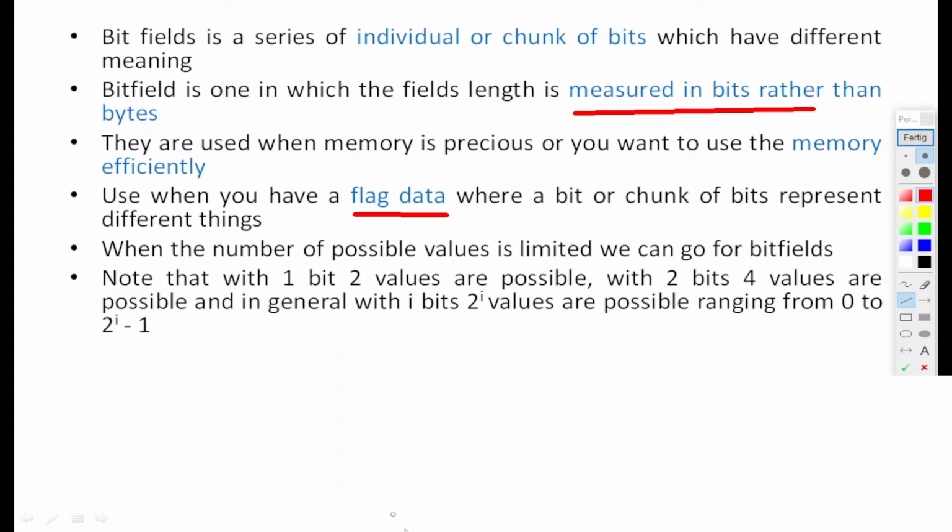Note that with 1 bit 2 values are possible, with 2 bits 4 values are possible, and in general with i bits 2 to the power of i values are possible. This is the general rule. So with i bits, the number of possible values is 2 to the power of i, ranging from 0 to 2 to the power of i minus 1.